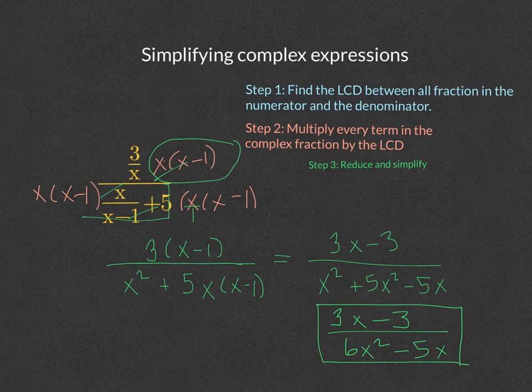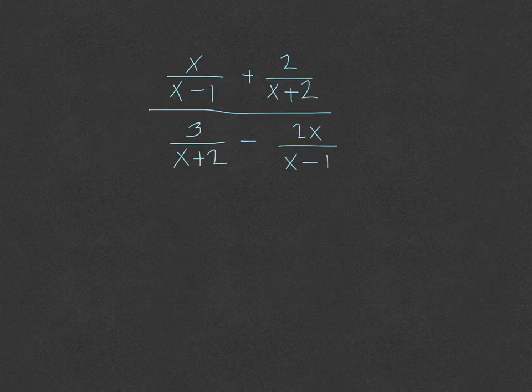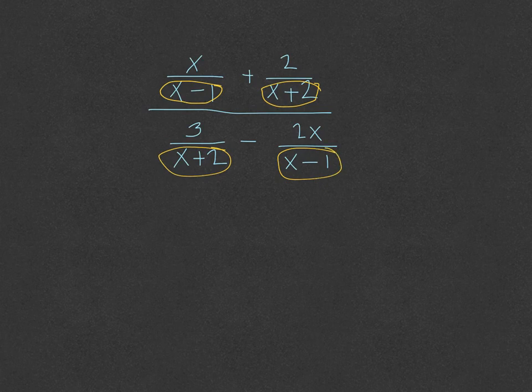Let's take a look at one more example. So I have this fraction, x over x minus 1 plus 2 over x plus 2, all over 3 over x plus 2 minus 2x over x minus 1. So the first thing we need to do is decide what is our LCD. So we're going to take a look at each of the denominators. Here I have x minus 1, x plus 2, x plus 2, x minus 1.